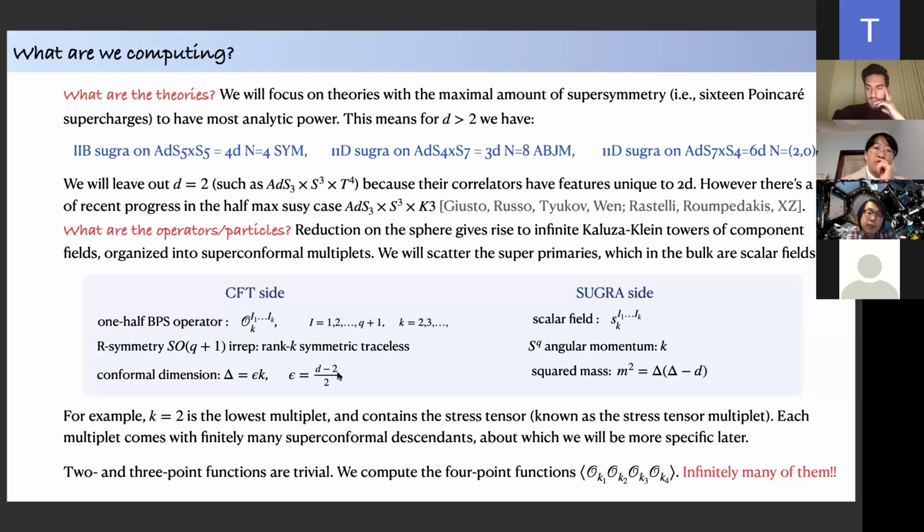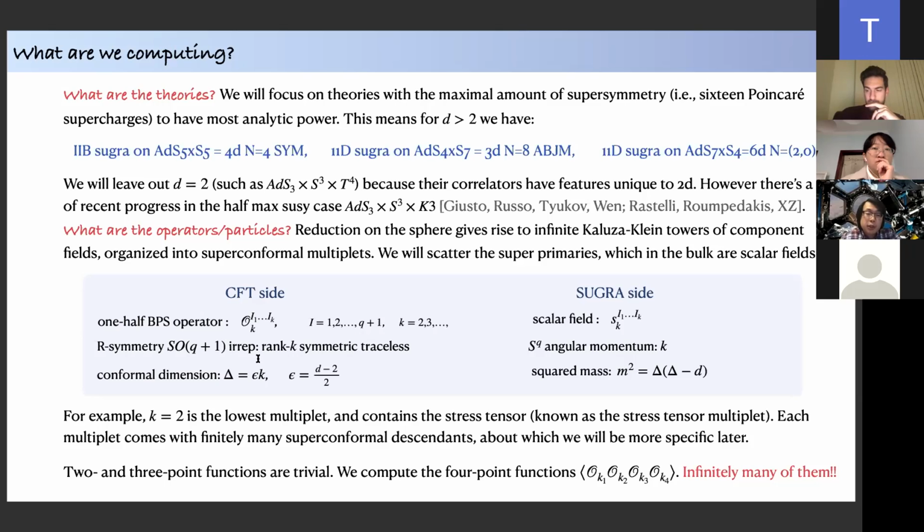So here is a precise dictionary. So on the CFT side, we're looking at the so-called 1/2 BPS operators. So they preserve half of the supersymmetry. And in the bulk, they are dual to some scalar field. These operators are labeled by some integer k, and they carry k indices. So these indices transform in the rank k symmetric traceless representation of the R-symmetry group, which is SO(d+1).